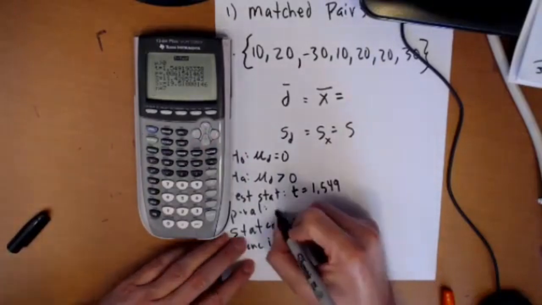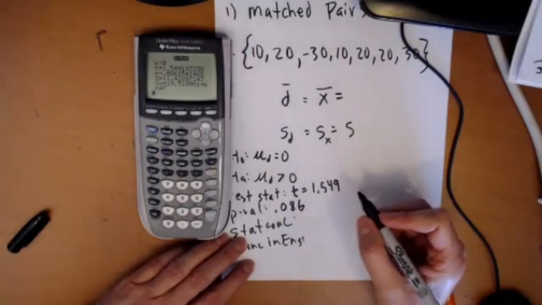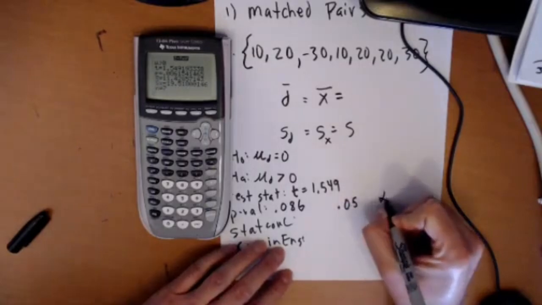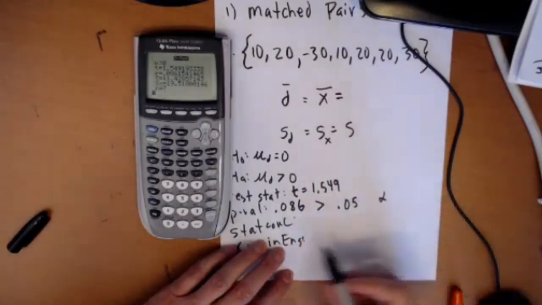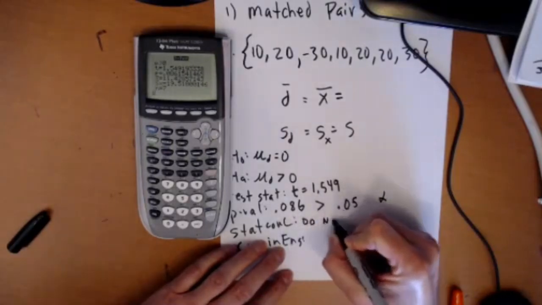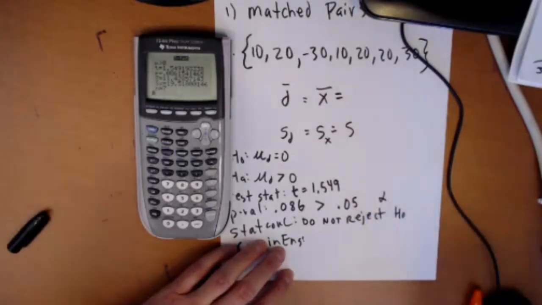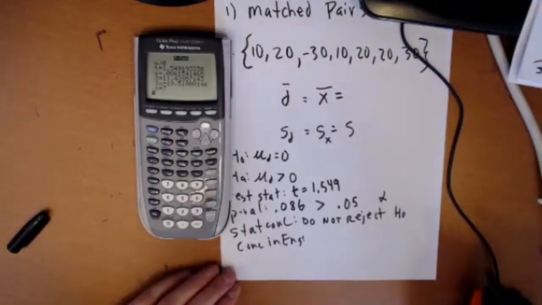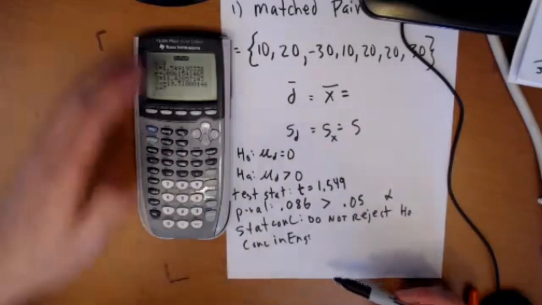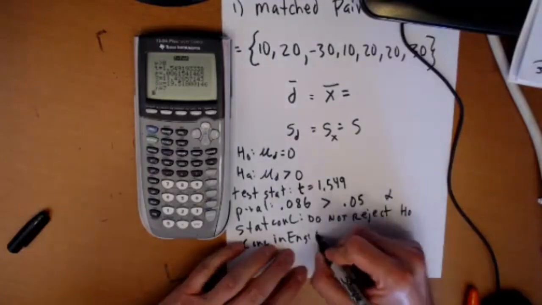What's the p-val? 0.086. How does that compare to our alpha, the 5% significance level, 0.05? It's greater than. If p-val is greater than alpha, we say do not reject H0. So far, so good. It's the same game over and over again. You just need to know how to set up your null and alternative, and then it's just understanding the output from your calculator. If it's do not reject H0, then I say not enough evidence to suggest.